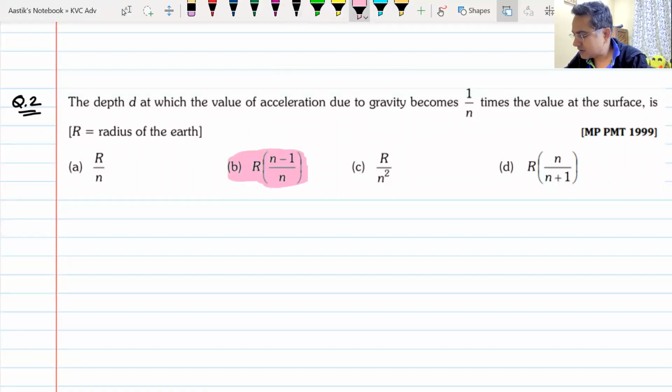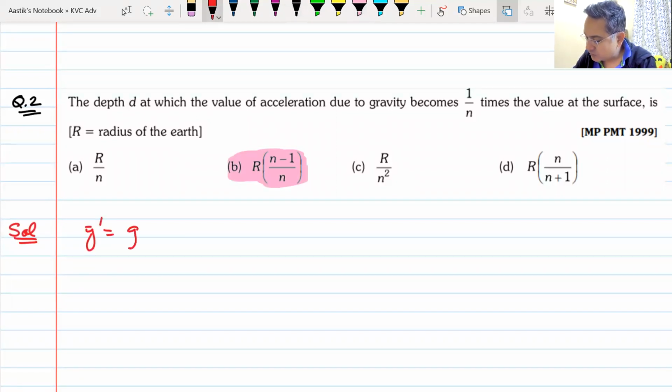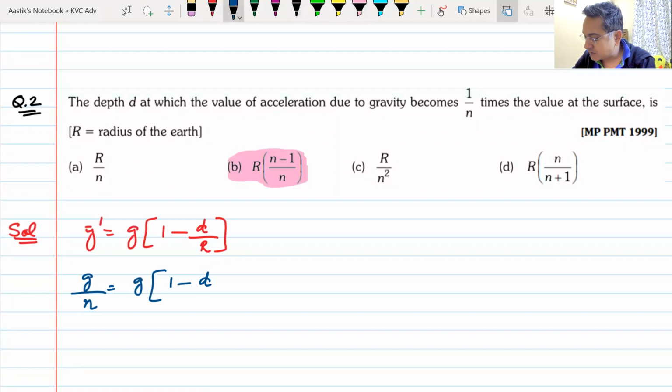Option B is correct. How are you supposed to get it? You just need to apply the formula. G dash is equal to G into 1 minus d by R. The value of G dash is given as 1 by n times G, so you can write this as G by n equal to G into 1 minus d by R. From here, it is a simple calculation and you can get the answer straight away. Everyone got this?